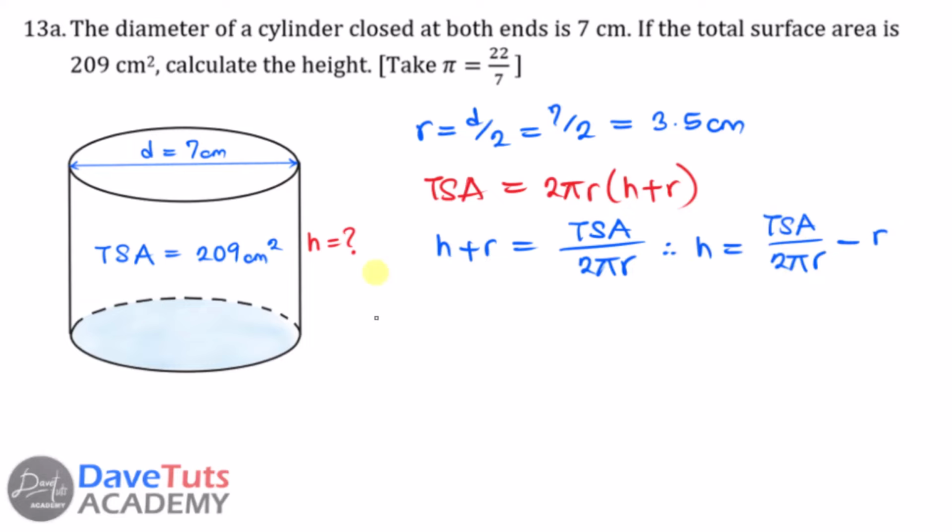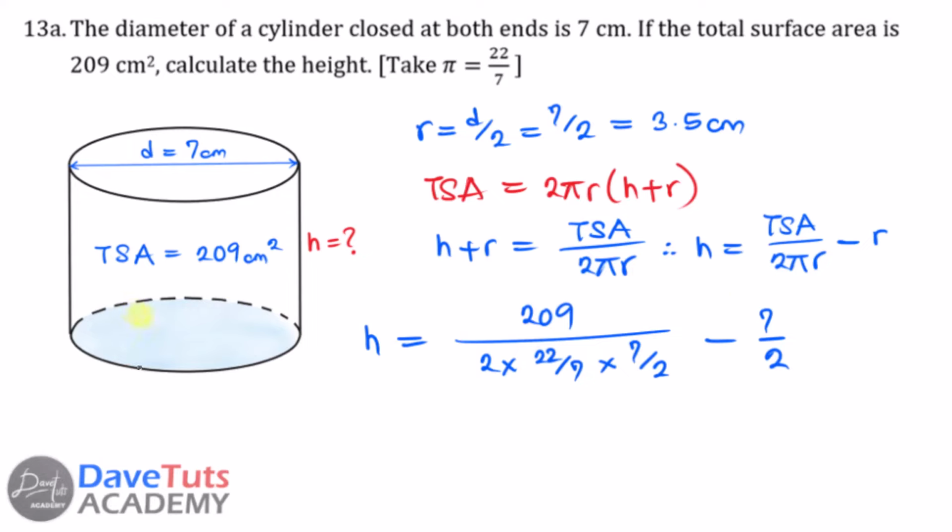So this is what I'm going to be using, so my h is, what's the total surface area? That is 209, divided by 2 pi r. 2 pi is 22 over 7, r I just got as 7 over 2, then minus that r again, 7 over 2. So this is what I just need to compute, and I can start cutting. This 7 can cut here, this 2 will cut it. So I have 209 over 22. My h is going to be 209 over 22 minus 7 over 2.